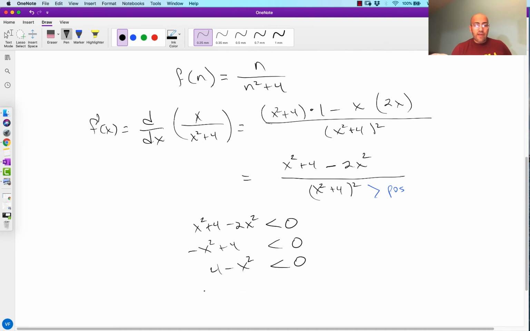which means that this factors into 2 minus x times 2 plus x is less than 0.